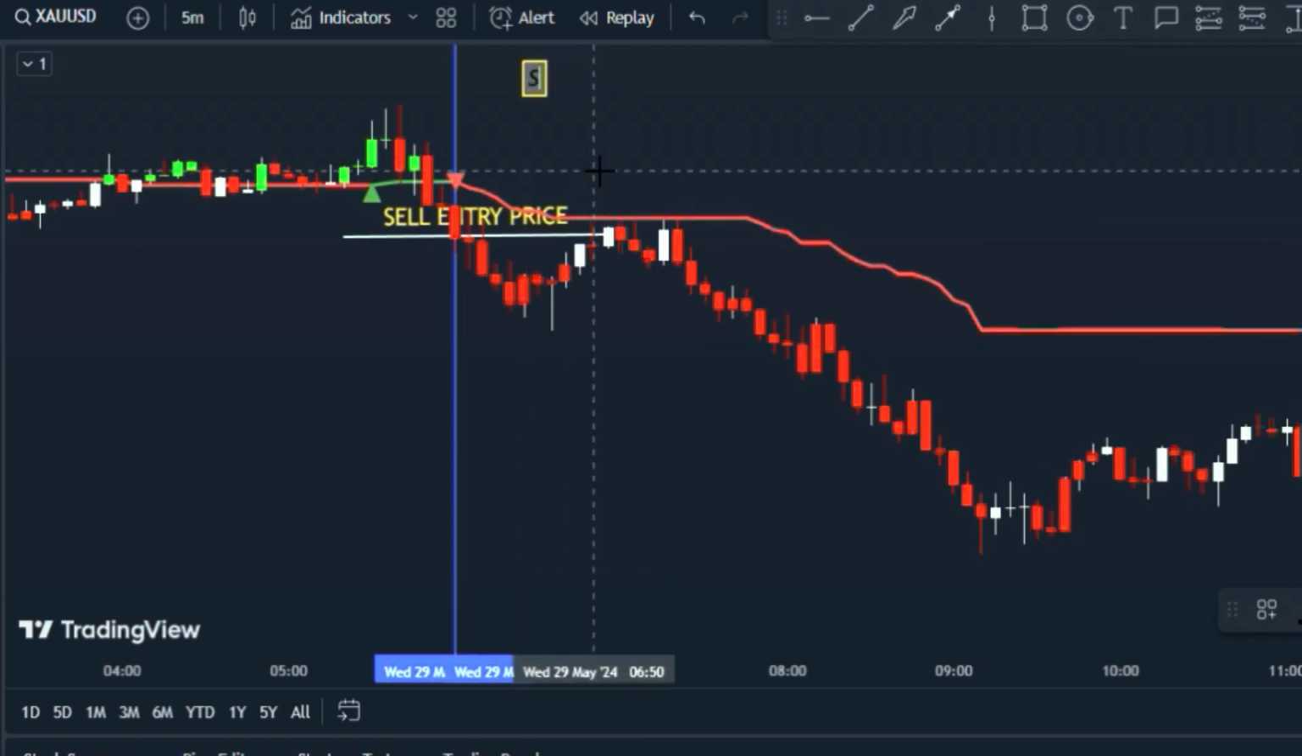Once we've pulled that trigger, first up is setting a stop loss. Place it above the recent market swing high or above the Balance Algo line to shield yourself from any sudden market twists.